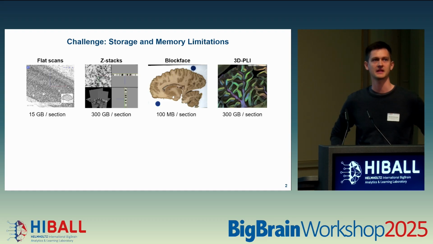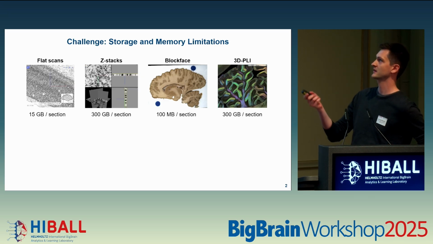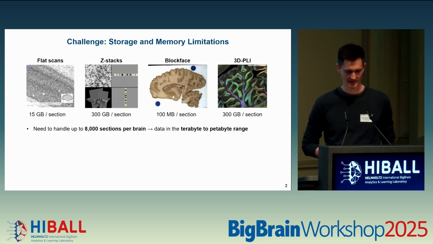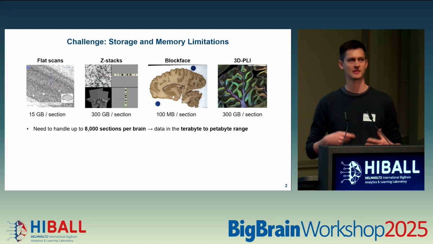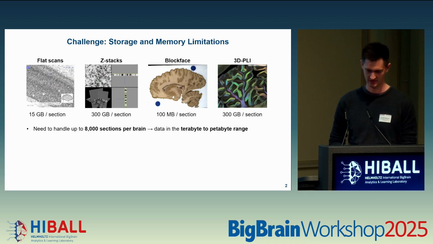And what all these data have in common, they are huge. So we are going from 15 gigabyte for a flat scan of cell-stained images to 300 gigabyte for PLI or Z-stacks. And if we think of reconstructing whole brains, we need to deal with up to 8,000 sections, which easily boosts the amount of data that we need to handle to the terabyte to petabyte range.